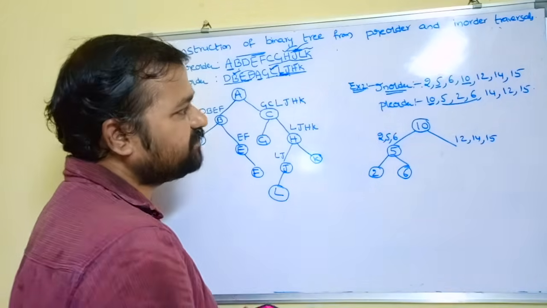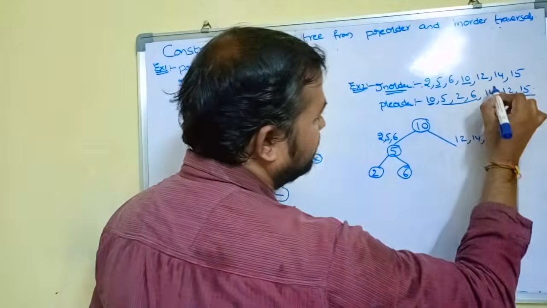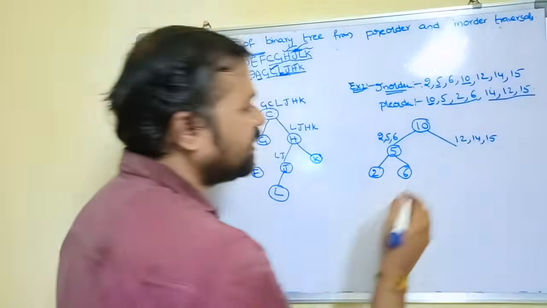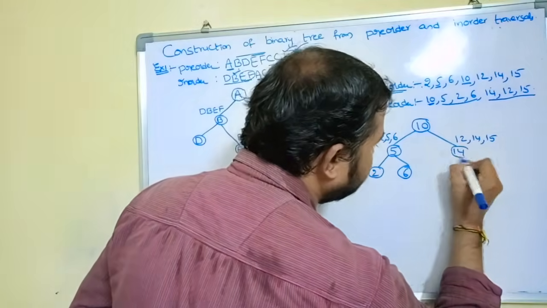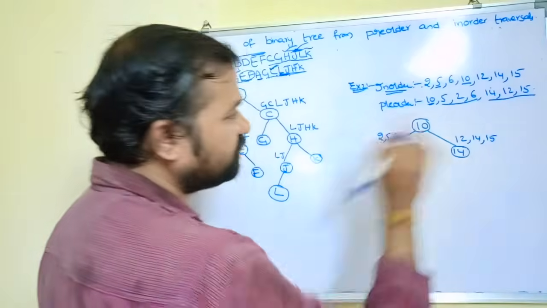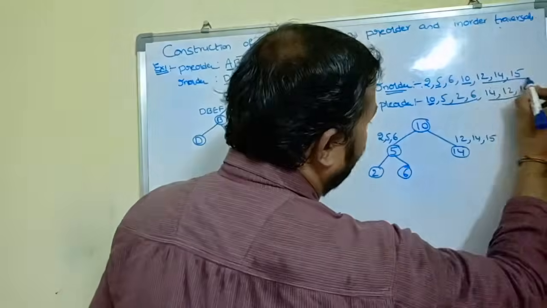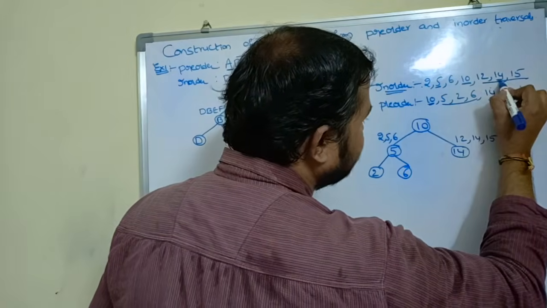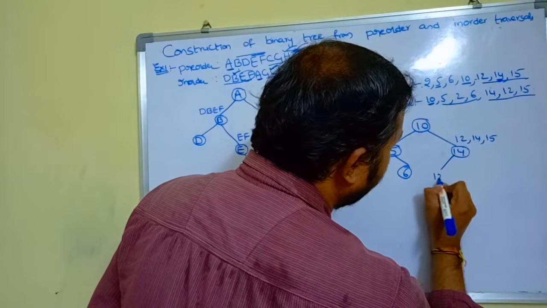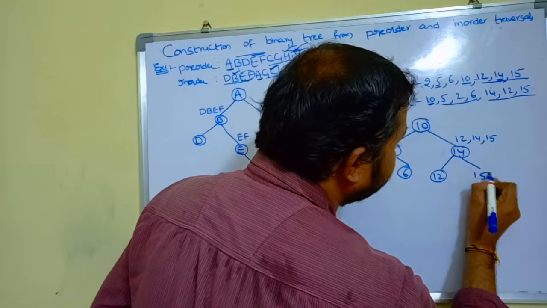So 12, 14, 15. So which is the root node? So 14, 12, 15. So 14 occurs first in the preorder traversal. So 14 will become the root node. Next we have to determine the left subtree and the right subtree of 14. So for that we have to go to inorder traversal. So 12, 14, 15. So 14 is in the middle. This is nothing but the root node. So 12 will become the left children, whereas 15 will become the right children. Okay.